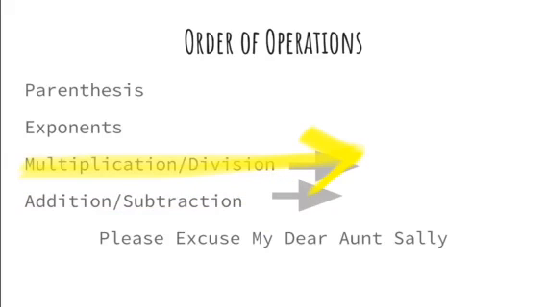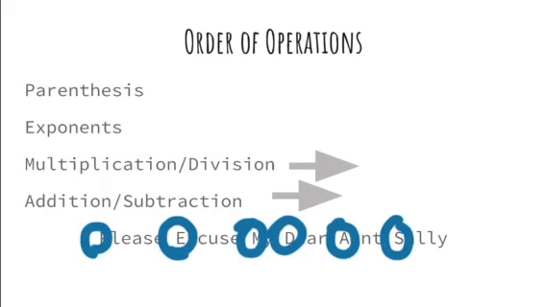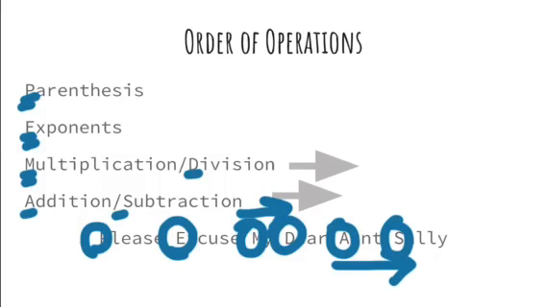If you need a way to remember the order of operations, it's please excuse my dear Aunt Sally. The only thing that's confusing when you remember it that way is you have to remember you multiply and divide from left to right in the same step. You add and subtract from left to right. You don't necessarily do all the adding and then the subtracting. You do those from left to right, and you'll see some examples of that.